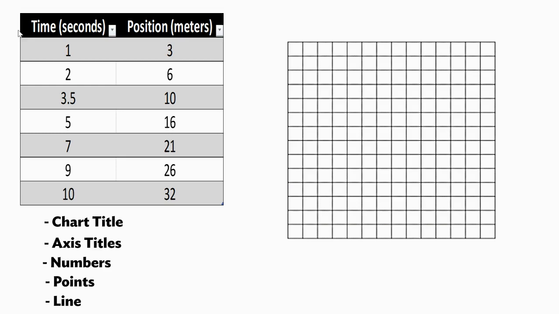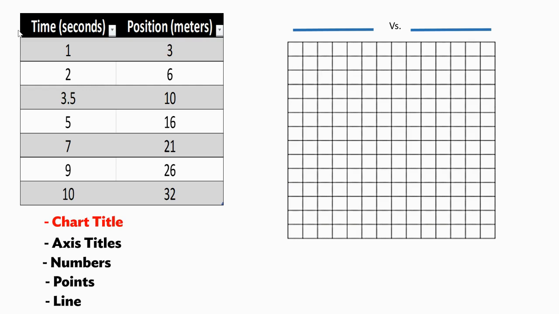Now, to make a good graph, for everything to be correct, the graph needs 5 different things. It needs a chart title, an axis title, numbers, points, and lines. So let's first talk about the chart title. The chart title goes on top of the graph, and it should be of the form something versus something. Now we just have to figure out what those somethings are.